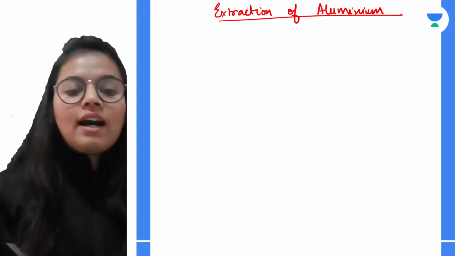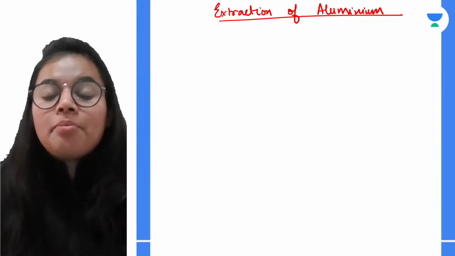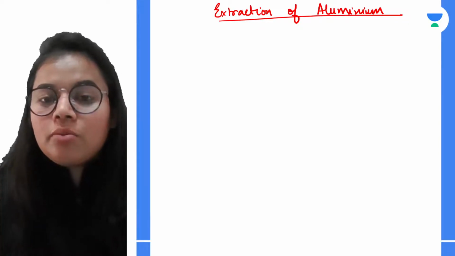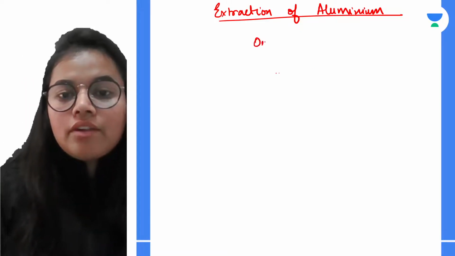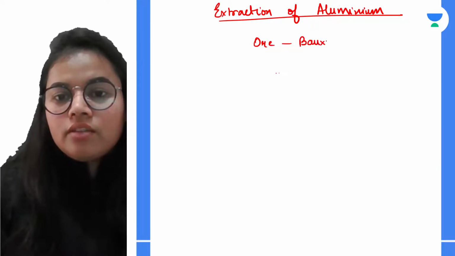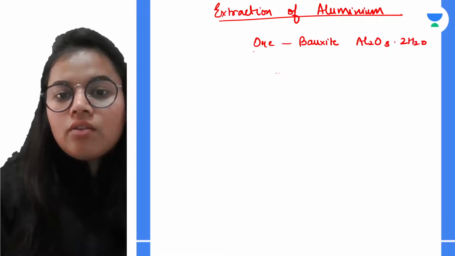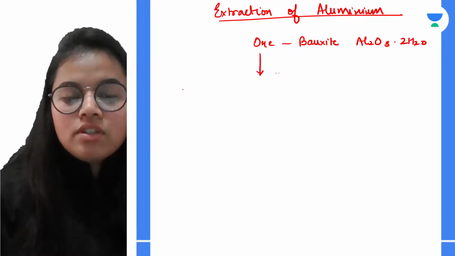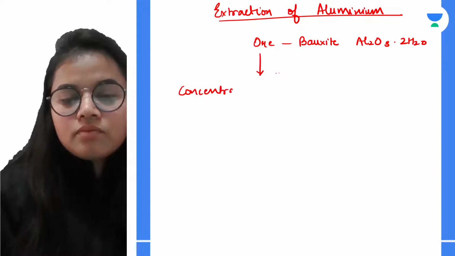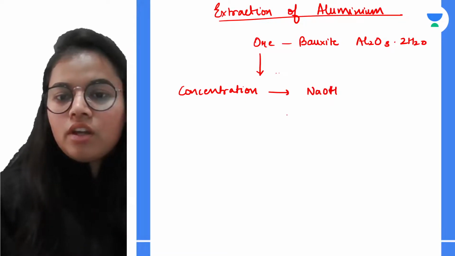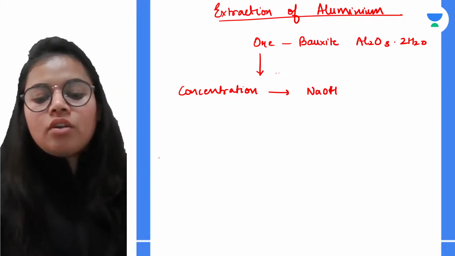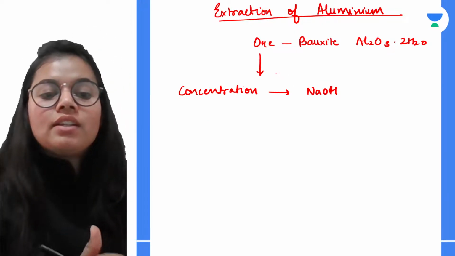You could be directly asked a question like, prepare a flow chart for extraction of aluminium, or what are the reactions taking place. Firstly, what are we having? We are having ore, that is bauxite, Al2O3.2H2O. Now this ore goes for the concentration process. It is done by sodium hydroxide, and we get alumina from that. Basically, we get sodium metaluminate, which is dissolved.